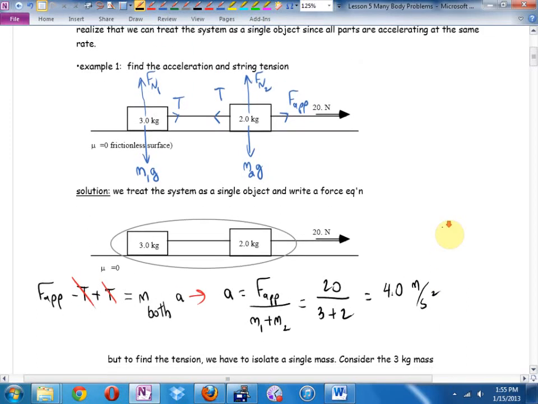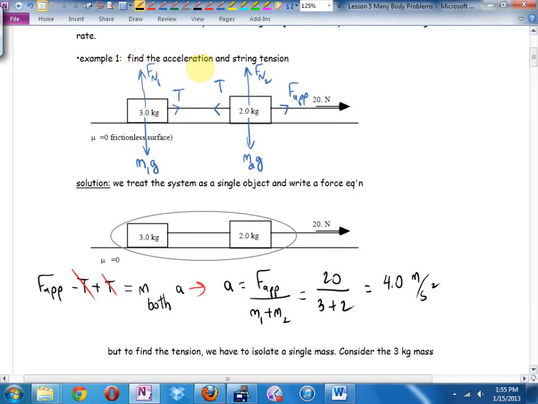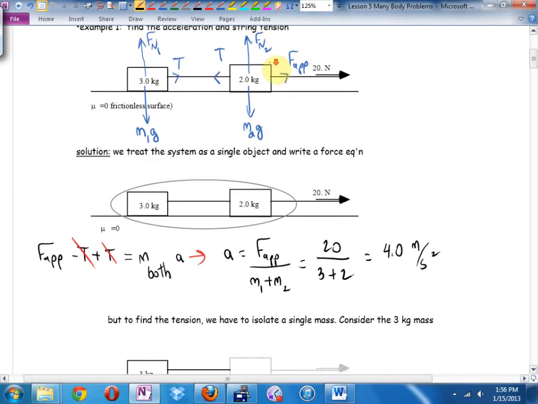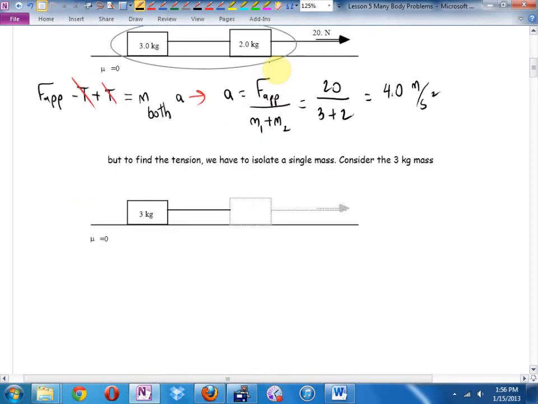So it said find the acceleration, check, and find what? String tension. I can't use this equation to find string tension. I can't look at all of the masses to find string tension because when I do that, the tension will cancel. So what I'm going to do instead, Brad, I'm going to look at one mass. I'll look at the 3 kilogram. What were the forces acting on it? Do you remember? We had gravity down, normal force up, and tension.